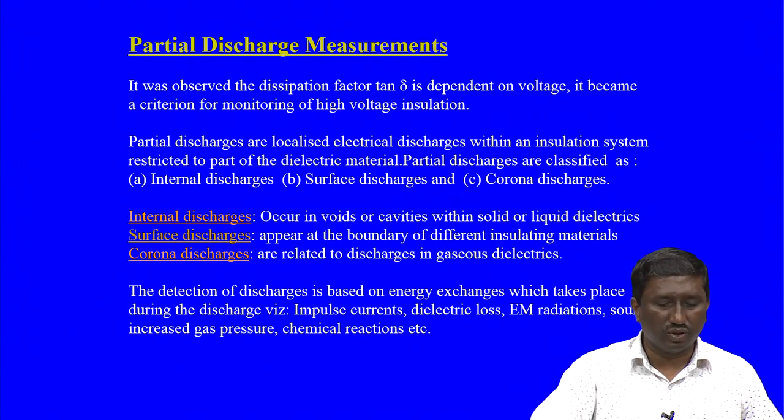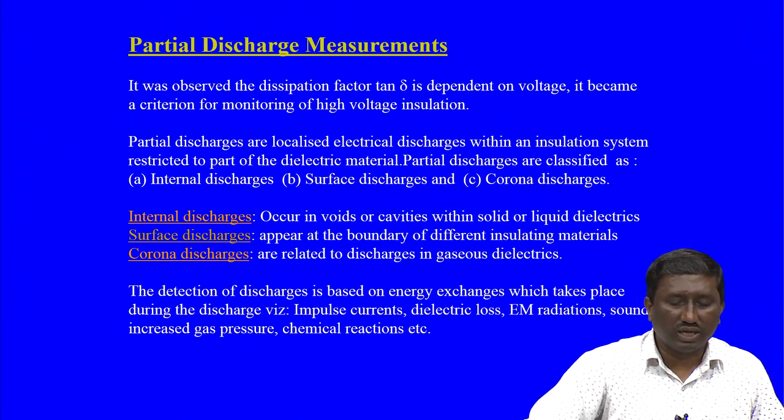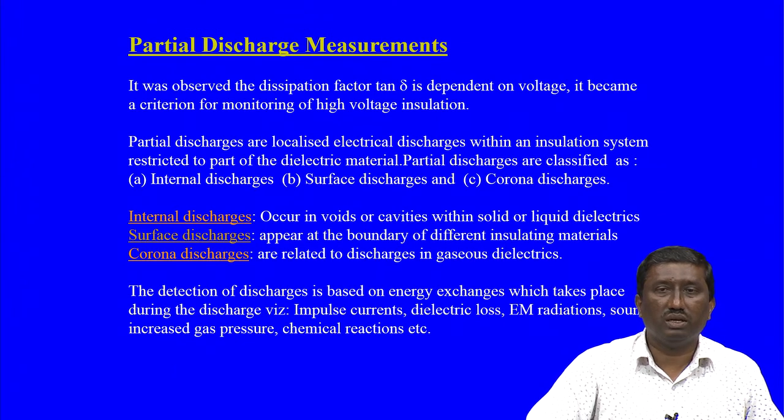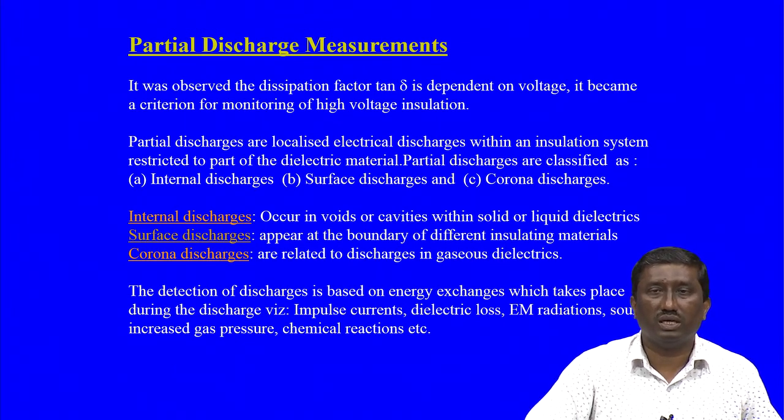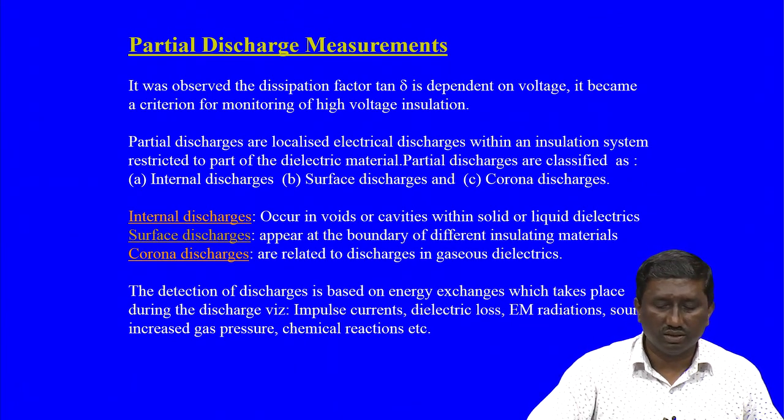So, what are partial discharges? Partial discharges are basically localized electrical discharges within an insulation system because of the electrical stress, and they are restricted to part of a dielectric material. The partial discharges could be classified as internal discharges.